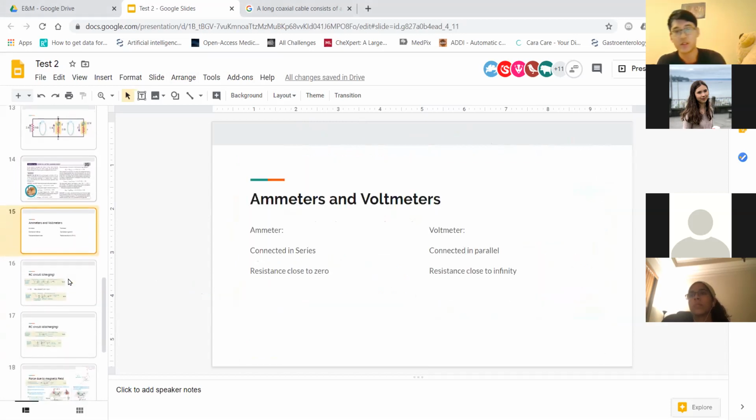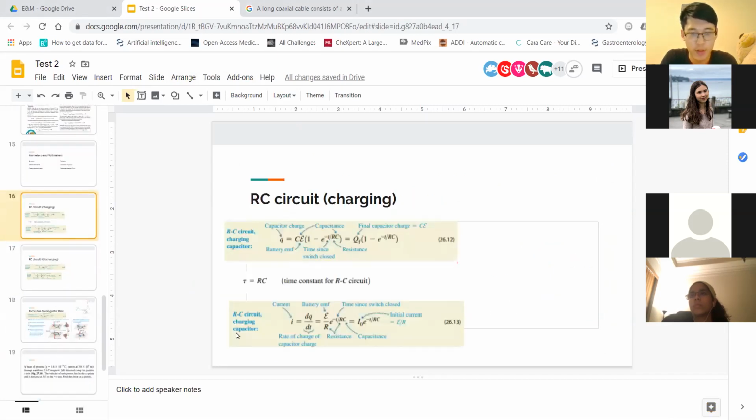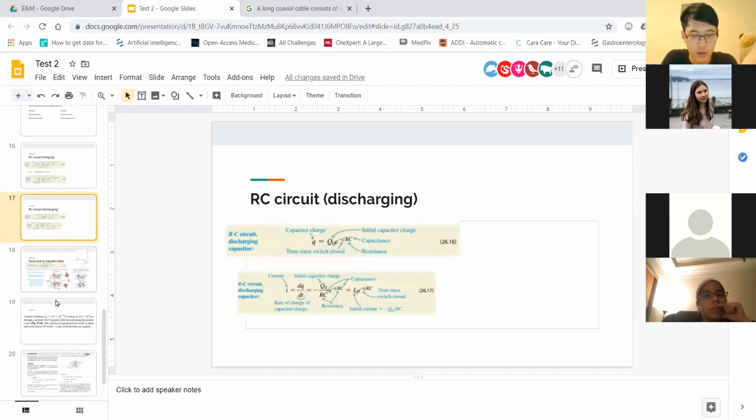All right, so ammeters and voltmeters, I don't think you need to know this, but just remember that ammeters are always in series and their resistances must be close to 0. You can read that. Okay, this is going to be on the test. You just have to memorize these equations. I'm not going to go through how you derive them because you use differential equations, but memorize them and know where they're used.